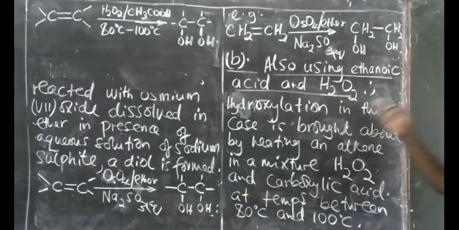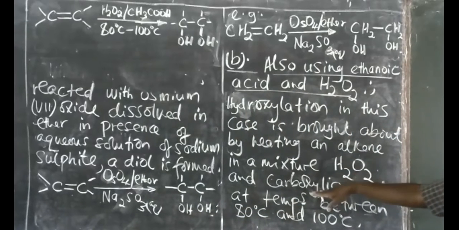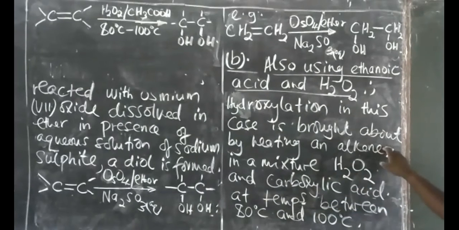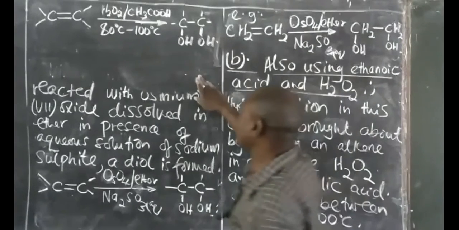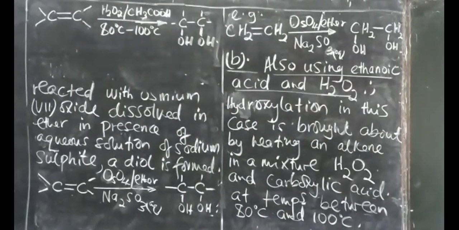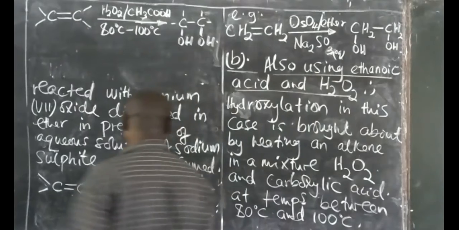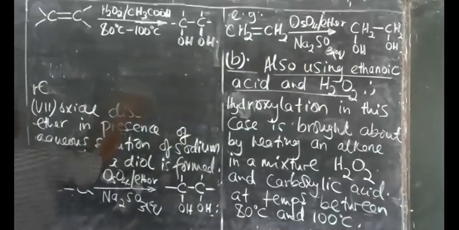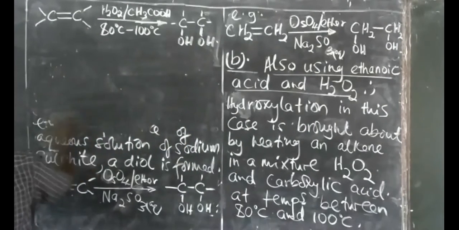Or you can also use hydrogen peroxide. You heat an alkene with a mixture of hydrogen peroxide and carboxylic acid, at temperatures between 80 and 100 degrees to give you a diol. But of course, most of us have been used to reactions: this one gives this one. If they say, write that one in words and then give the name of the product, some of us may get problems. So we need to look at all these possible solutions.